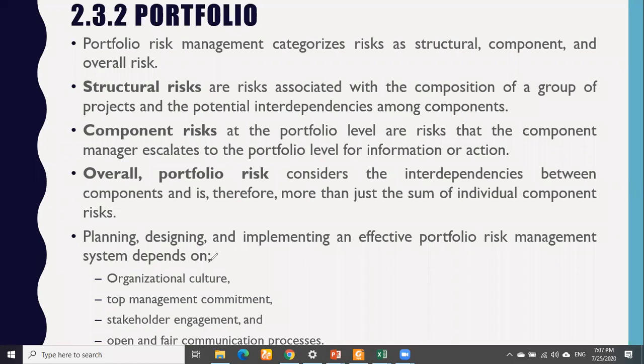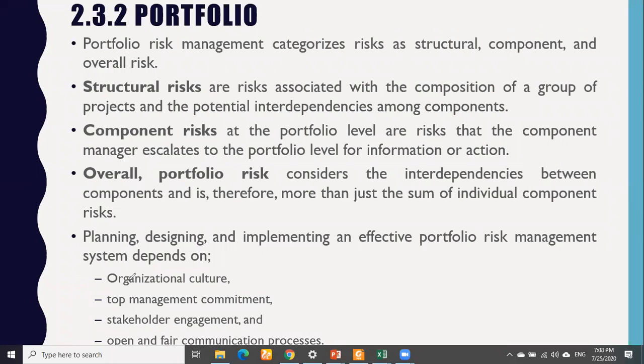So at the portfolio level, our planning, designing, and implementing of an effective portfolio risk management will depend on, number one, organizational culture. Now, what do we mean by organizational culture? It starts with the risk attitude: what is the culture in the organization, what is their attitude towards risk, and what is their appetite toward risk.